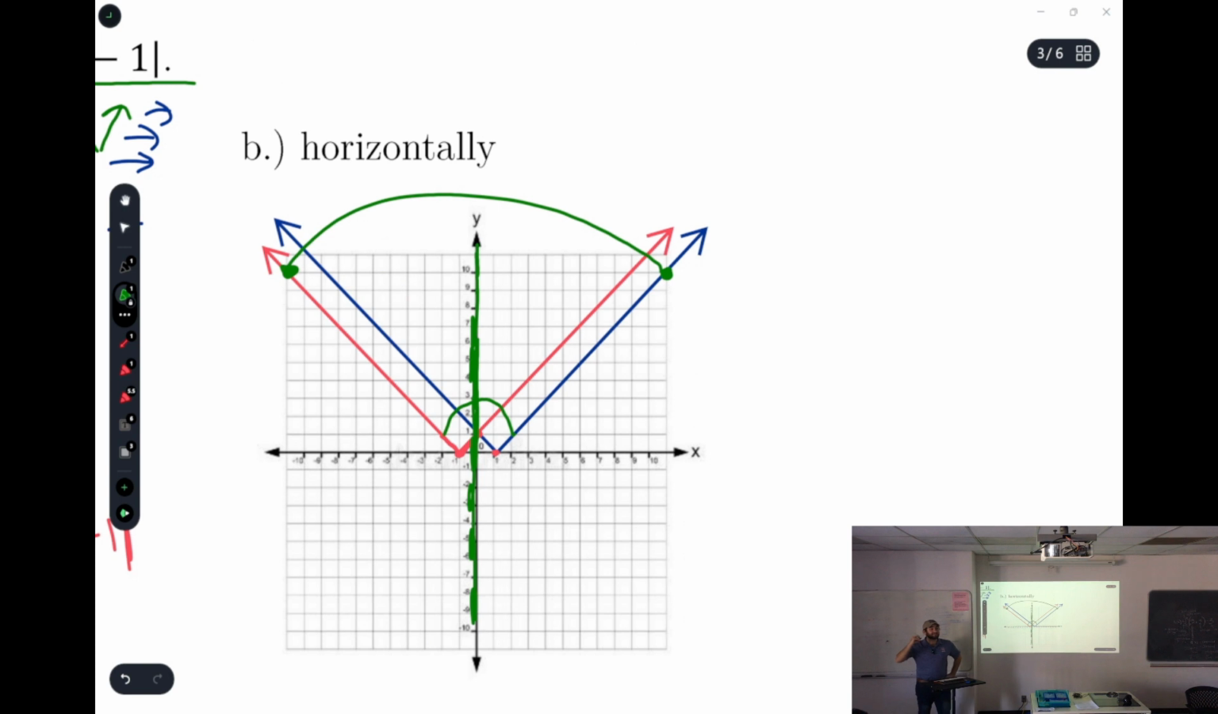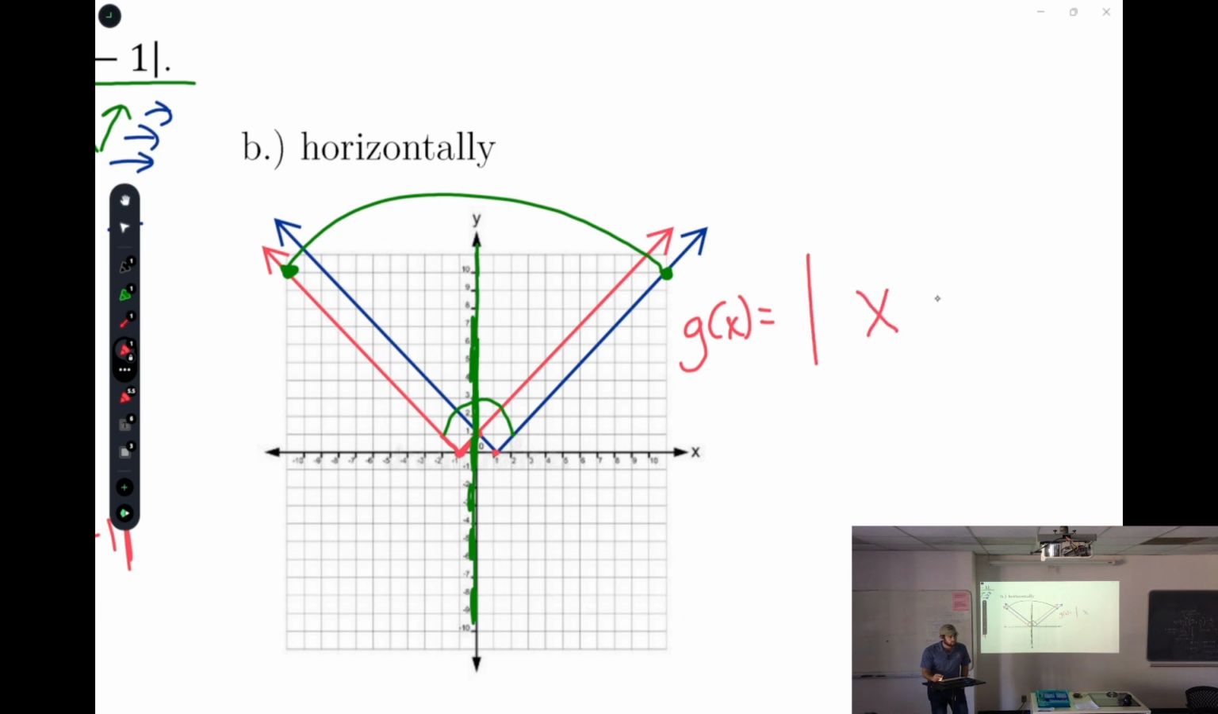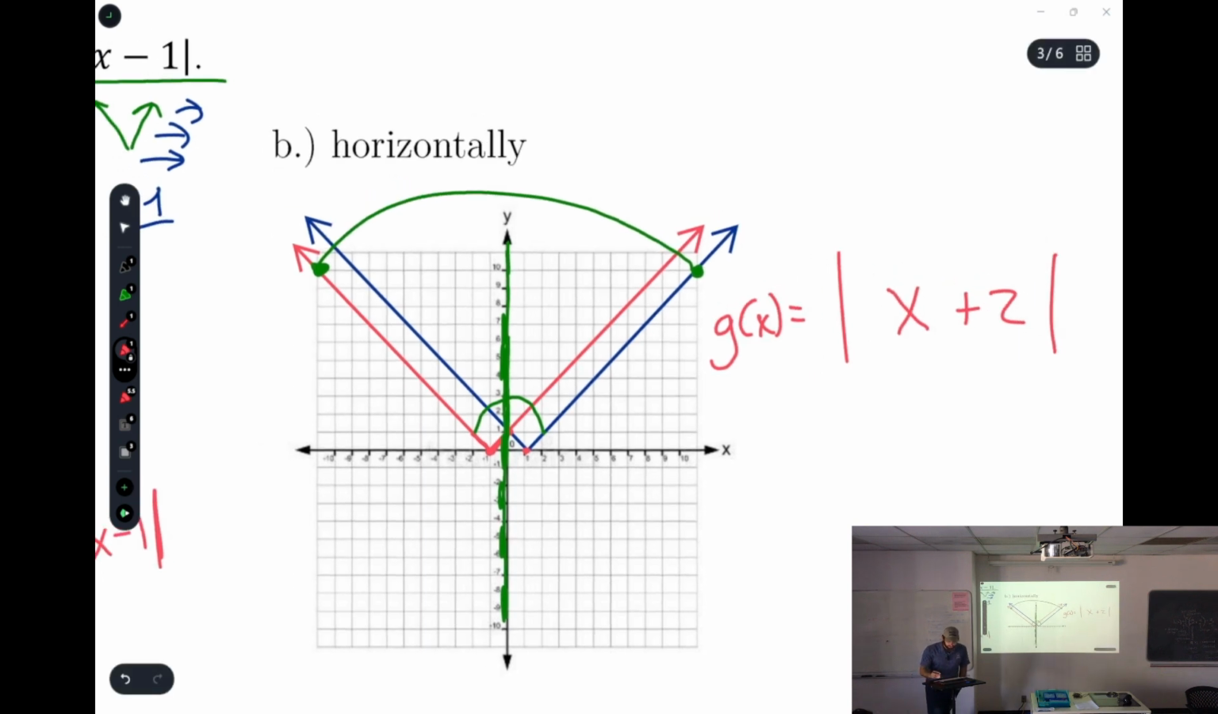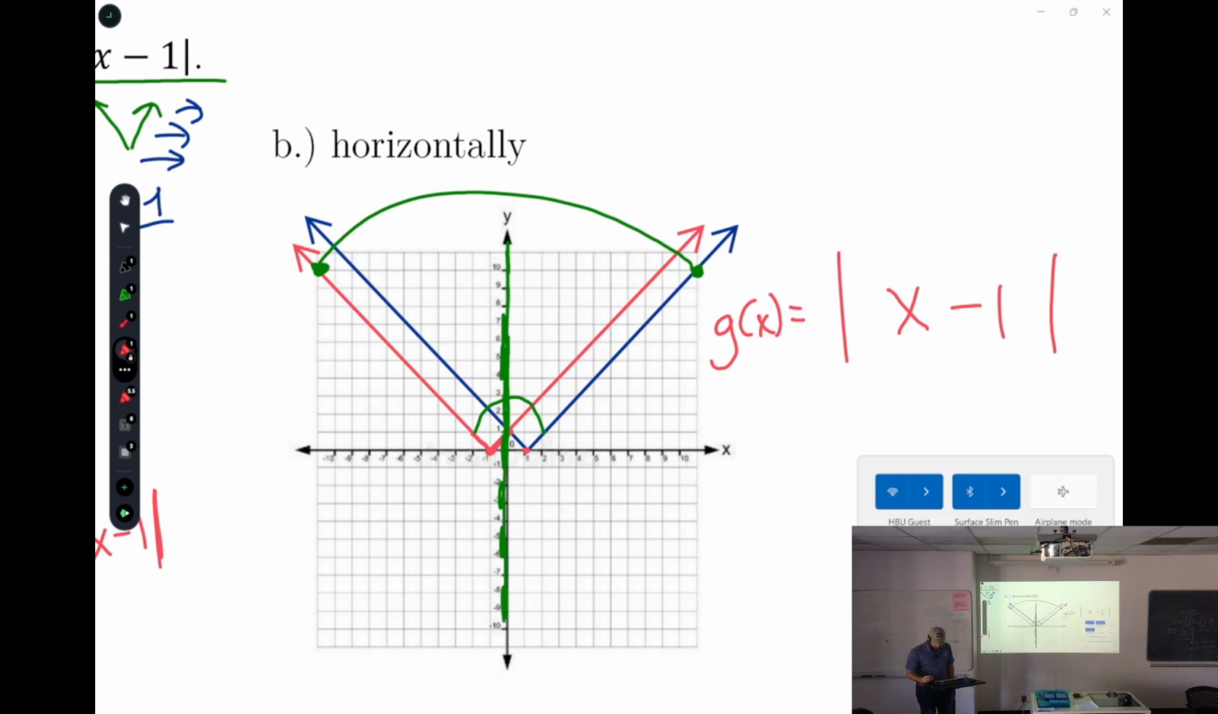And where does that negative sign go? This is the hardest part of the whole thing. Where does that negative sign go? G of x, the red one, right? G of x is equal to, it was the absolute value of x plus 2, right? Was it plus 2 or minus 2? Oh, I don't know. I'm sorry. Where is this newly introduced negative sign going to go?